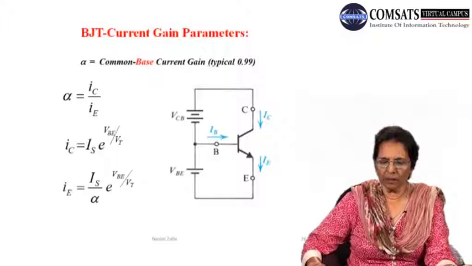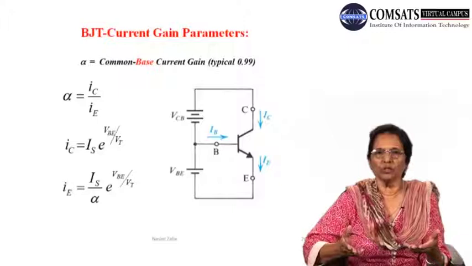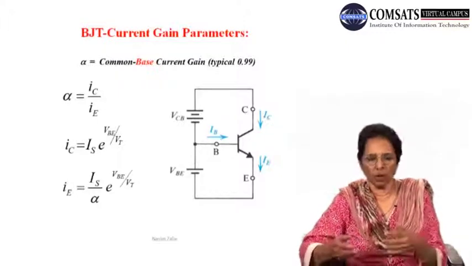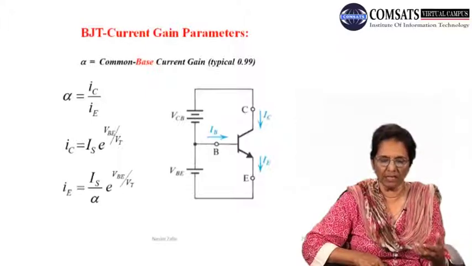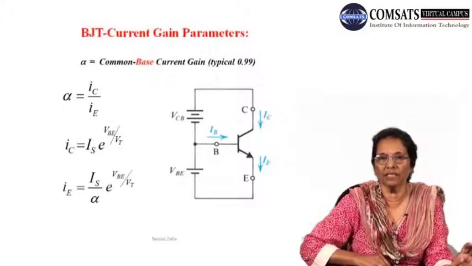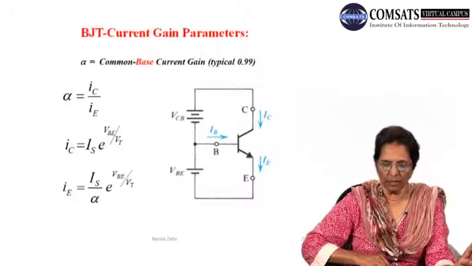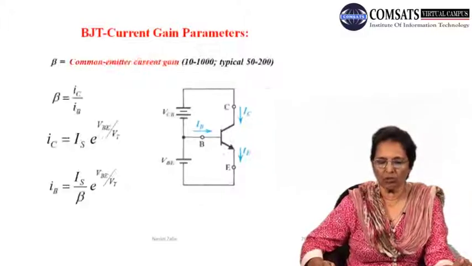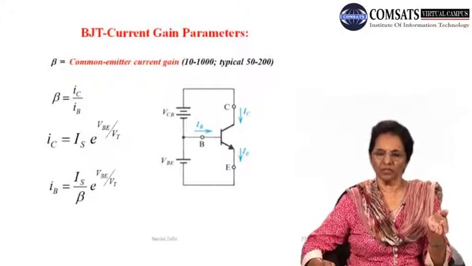And then we define the other 2 current components corresponding to the common base configuration for an NPN transistor. Obviously the 2 good current components happen to be IC and IE, and we notice that they have an exponential relationship with the voltage VBE. And then we can compare this slide 26 for the NPN transistor in the common base configuration with this current slide, which is slide number 27.